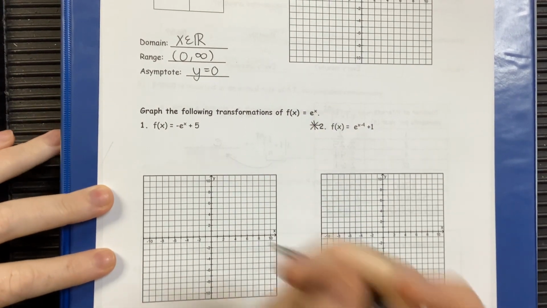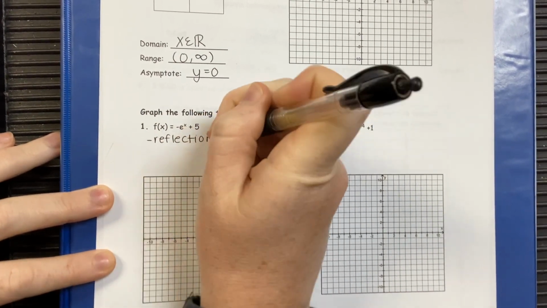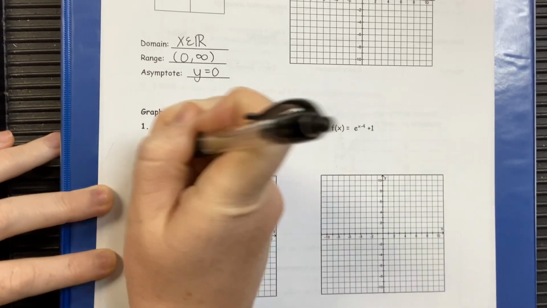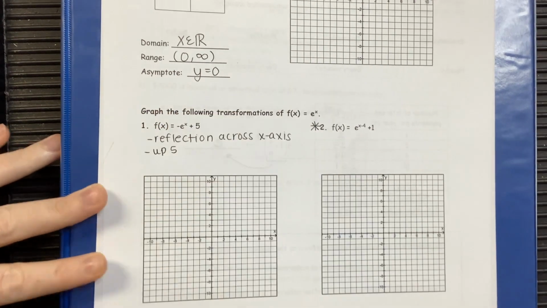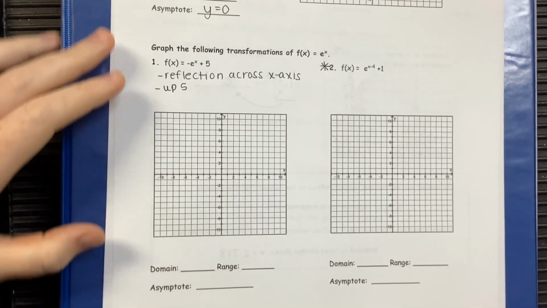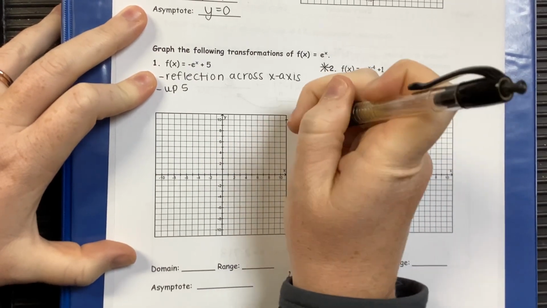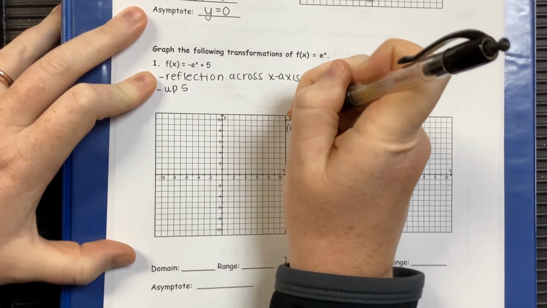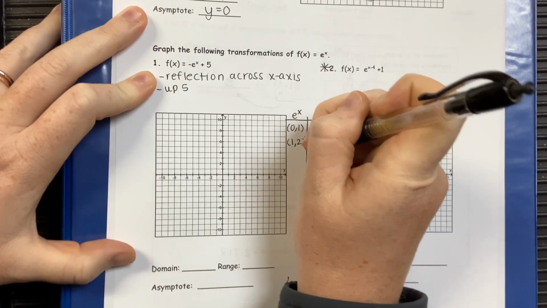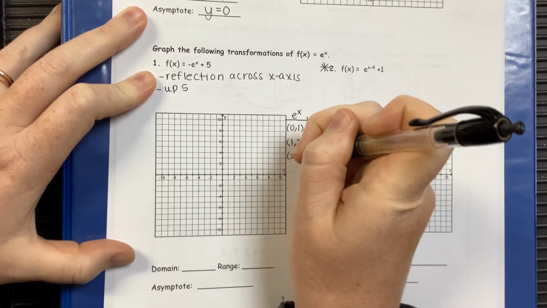So if I asked you, what are the transformations? You should know that this is a reflection across the x-axis. And you should know that this is going up 5. All right, so reflection across the x-axis, we're going up 5. If we were going to make our table for this one, we have the point 0, 1 in that e to the x equation. We have the point 1, comma 2.7. And we have the point 2, comma 7.4.